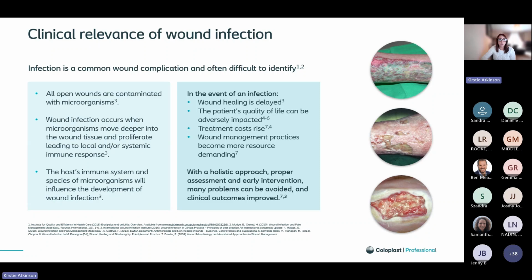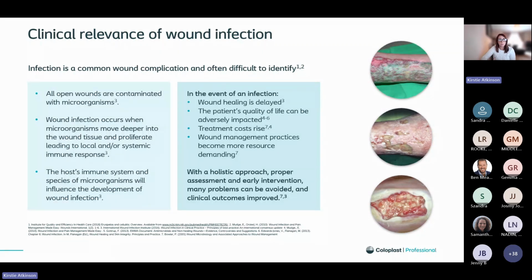Infection is common and is a common wound complication. Like I said, all of us will have dealt with a patient with a wound infection, and it can often be difficult to identify. All wounds are contaminated with microorganisms, and that's because we have our own bacteria and skin flora that's just on the surface of our skin anyway.